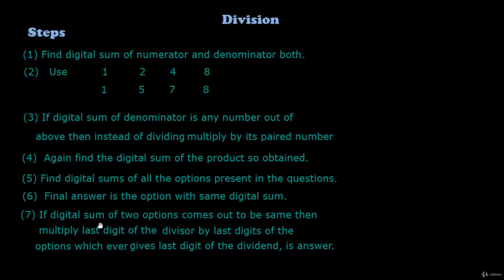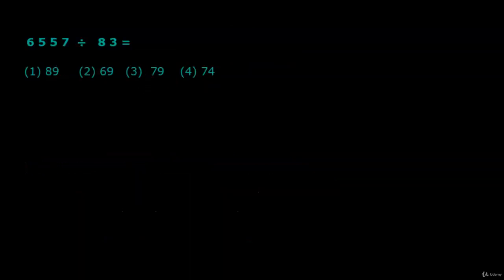Sometimes it may happen that the digital sum of two options comes out to be the same. Then multiply the last digit of the divisor by the last digits of the options. Whichever gives the last digit of the dividend is the answer. We will be doing a problem based on this fact. So in order to learn how to apply the digital sum technique in a division problem, let's try to solve this problem.